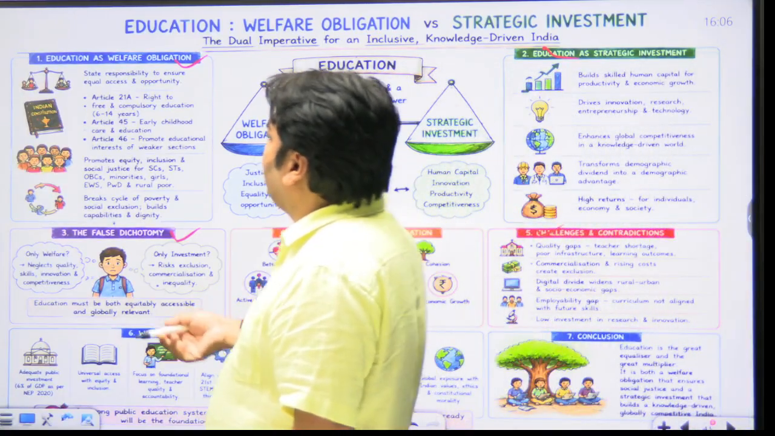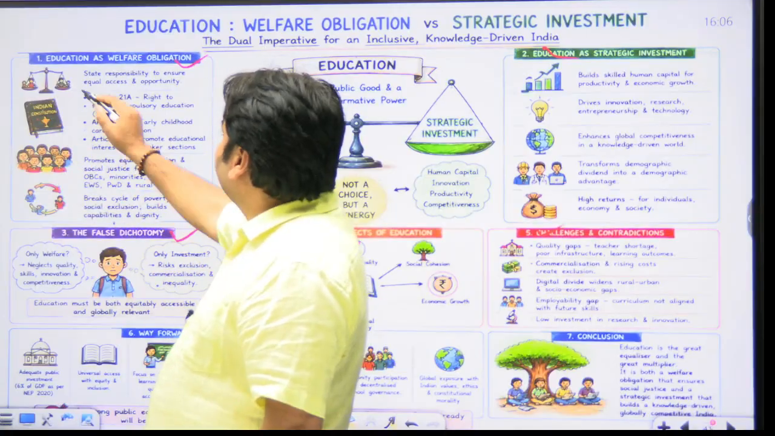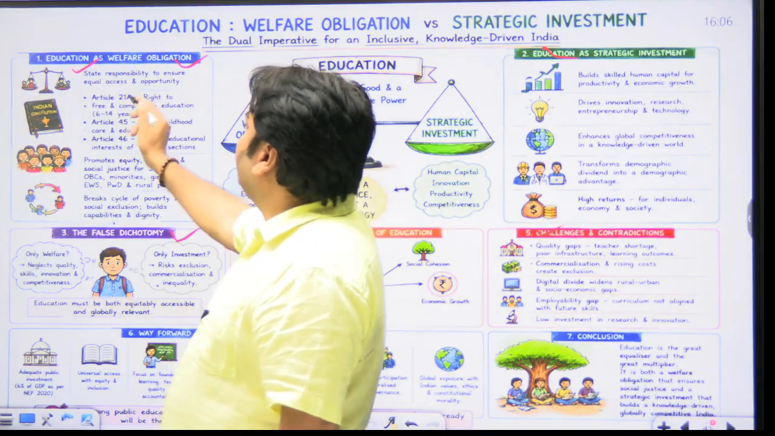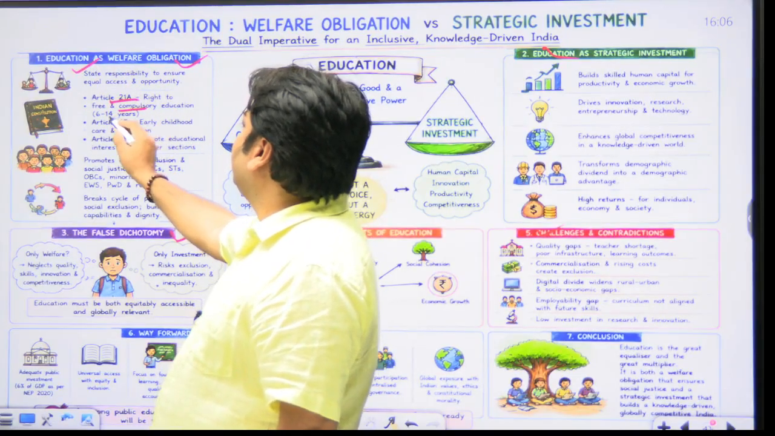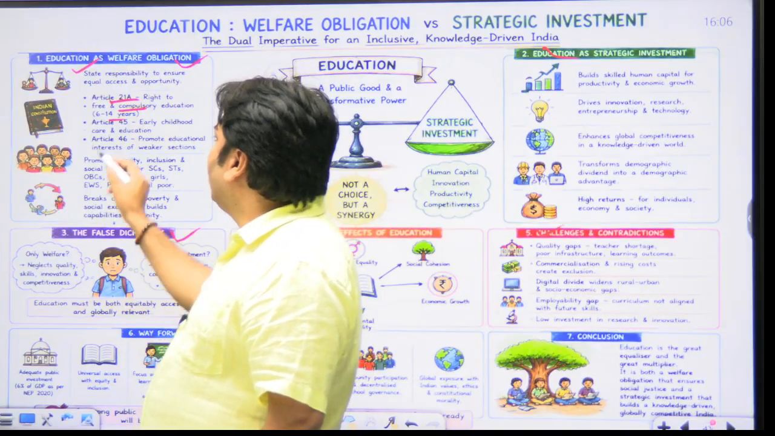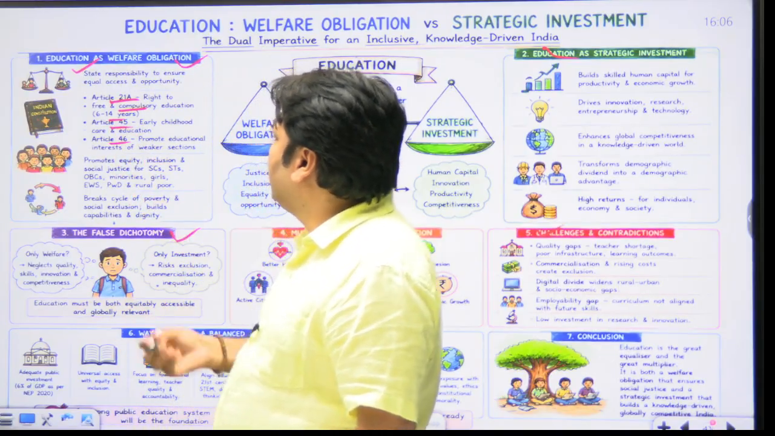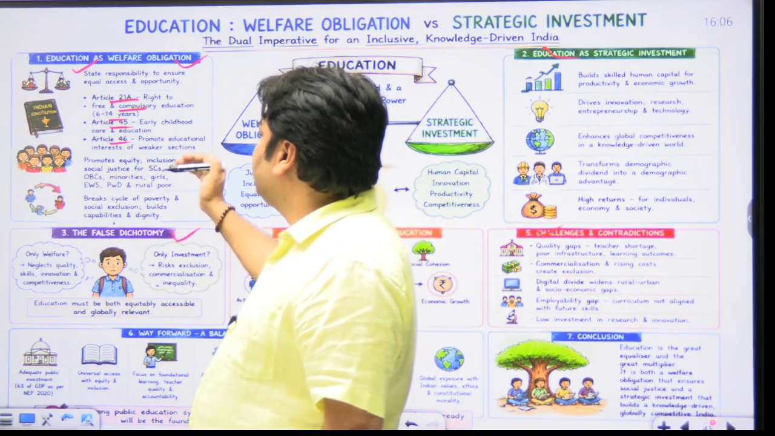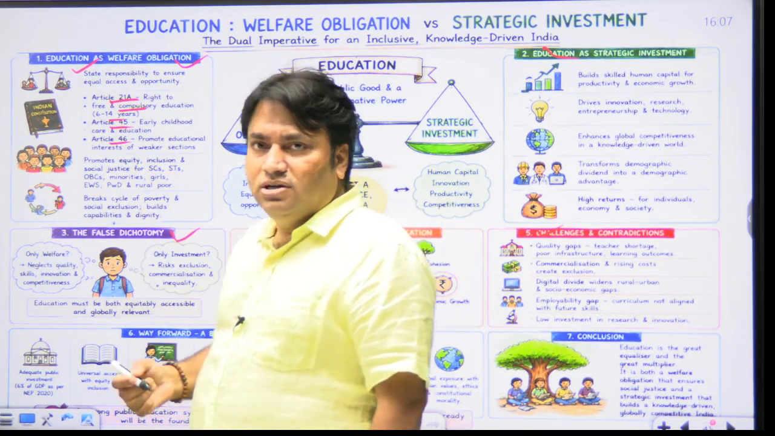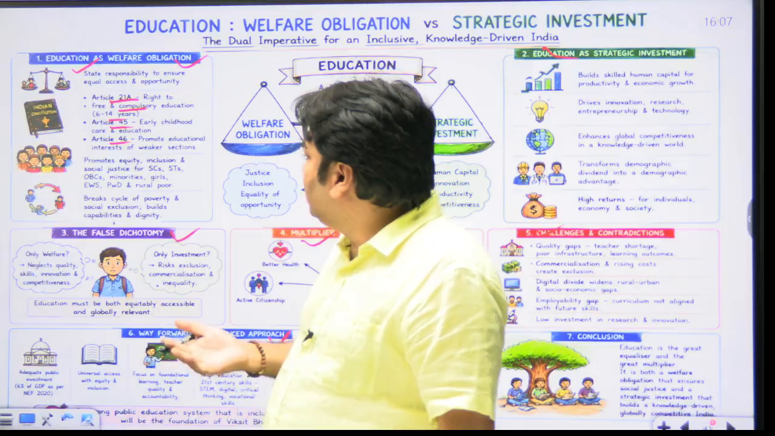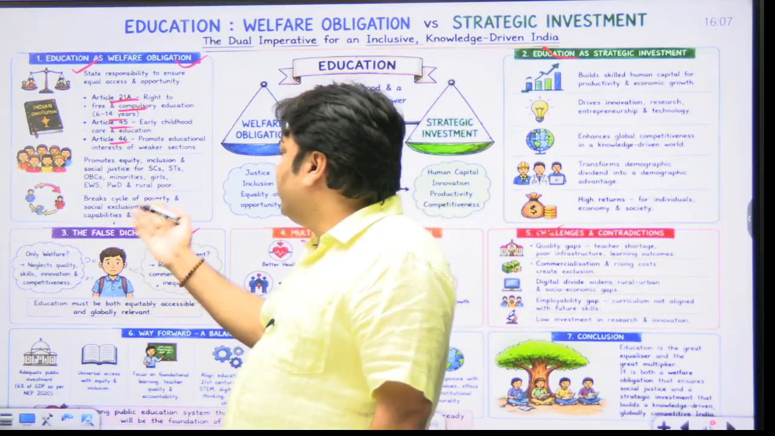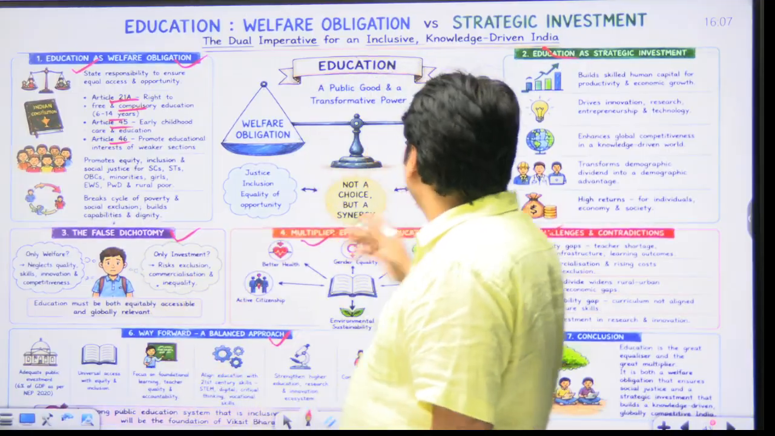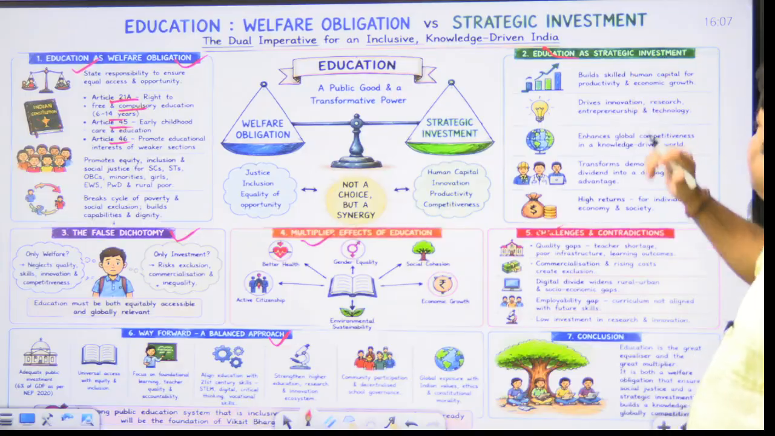Education as a welfare obligation, I have discussed. The state responsibility to ensure equal access and opportunity. Article 21A, free and compulsory education 6 to 14 years. Article 45, Article 46, I have already discussed. Promotes equality, inclusion and social justice for SCs, STs, OBCs, minorities, girls, EWS, PWD and rural people. Breaks the cycle of poverty and social exclusion. Builds capabilities and dignity.